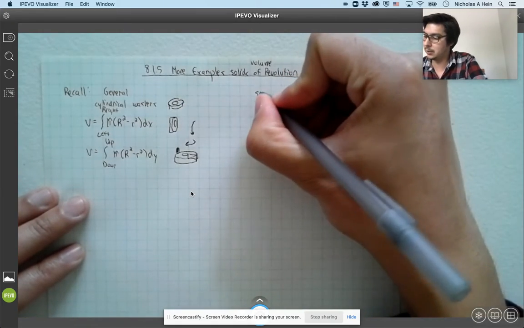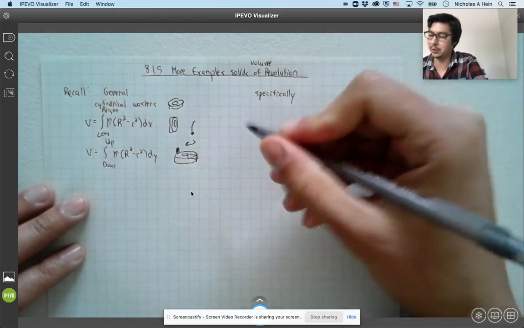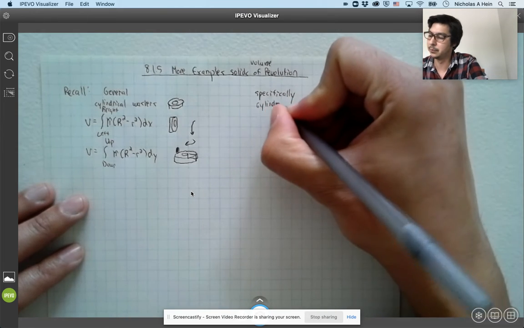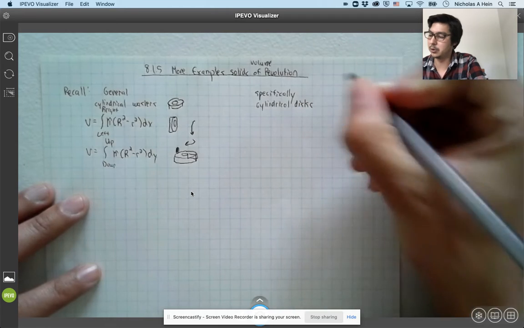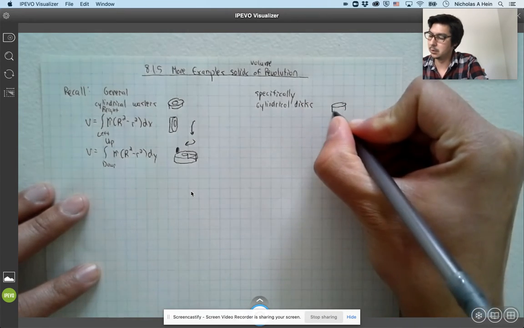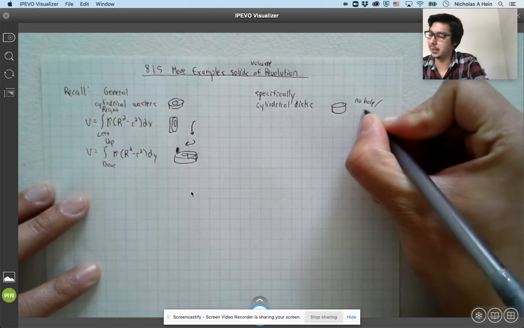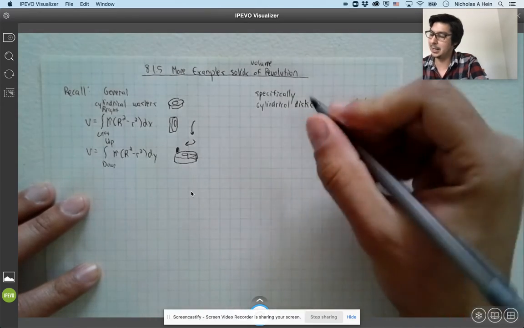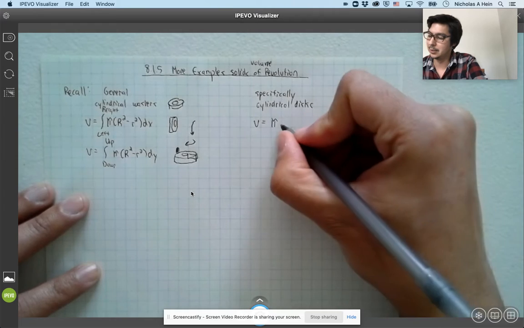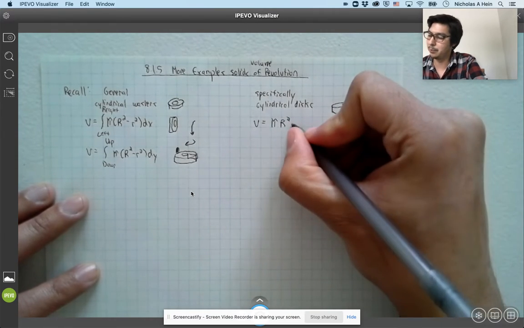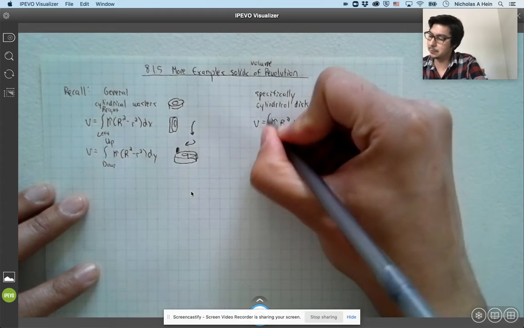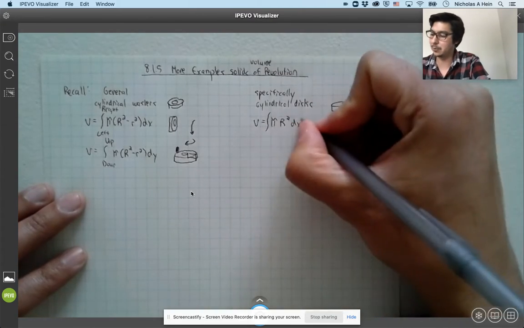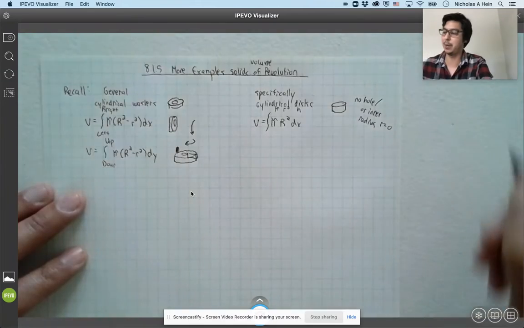More specifically, as I said in the last video, this is just the case when the inner radius is 0, where we can have cylindrical discs, which is really just a cylinder with no hole, or think about it as an inner radius of 0. What that becomes is volume equals pi R squared dx, which comes from the formula of a cylinder, pi r squared h.